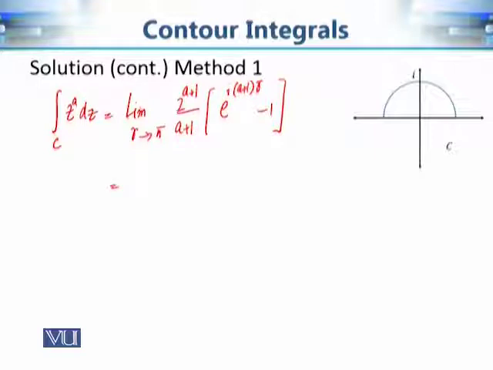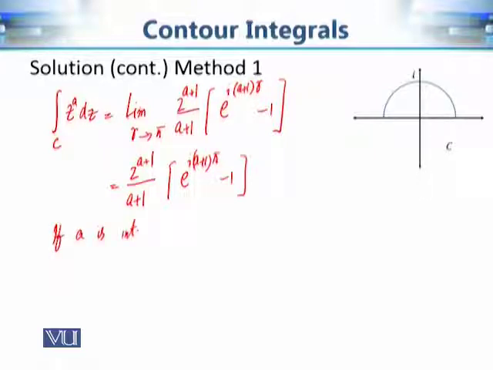Now of course this 2 raised to power a plus 1 over a plus 1 can be written outside this limit, and when we take this limit as gamma approaches pi, then this becomes e raised to power iota (a plus 1) pi minus 1. So that's basically the value of this contour integral. And of course if a is an integer, what are we going to get? If a is an integer, this is just a particular case of this contour integral, so we are going to get the following thing.